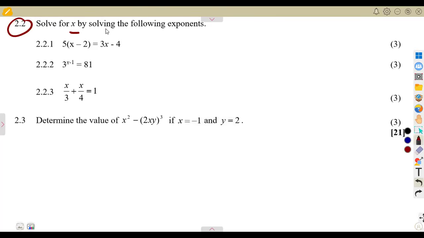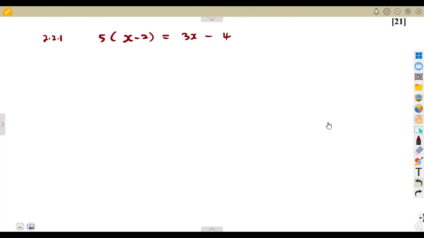2.2. Solve for x by solving the following equations. They were just supposed to say solve for x, but this is not an exponent, this is an equation, not exponents, guys. Let's just say equations so that we understand each other. These are equations that you're supposed to solve. The first equation, we're given 5 into x minus 2 is equal to 3x minus 4. That's a linear equation. The highest exponent that we have is 1.